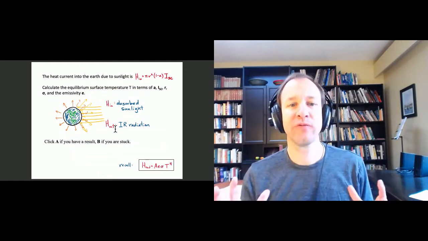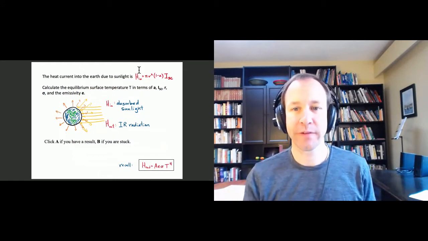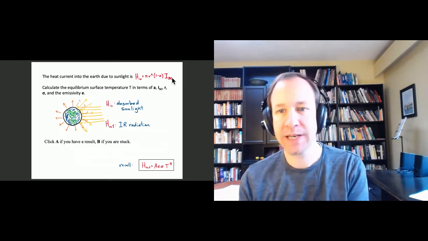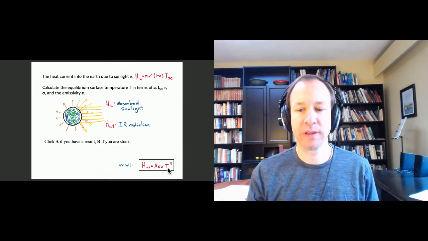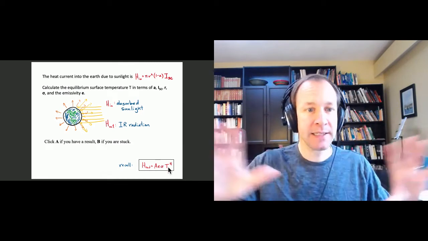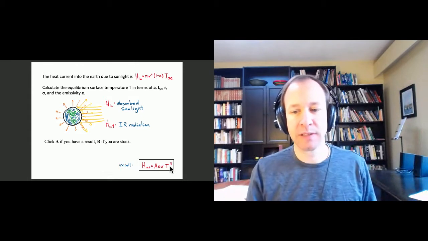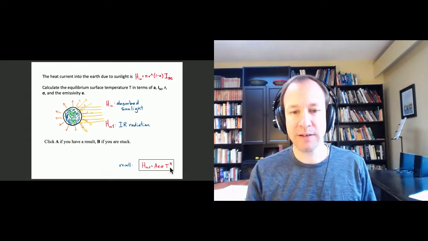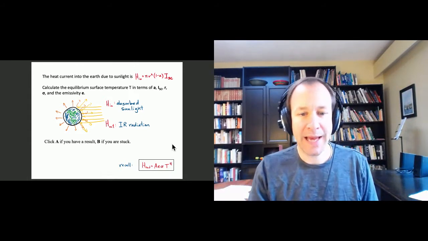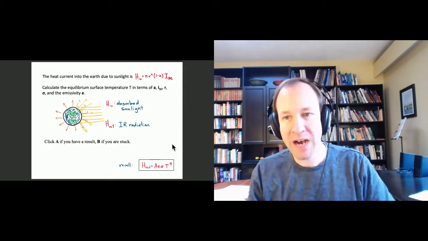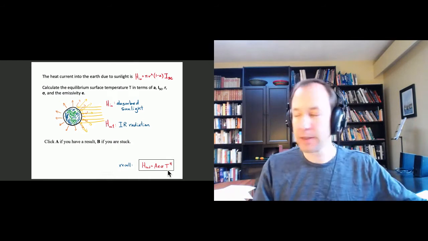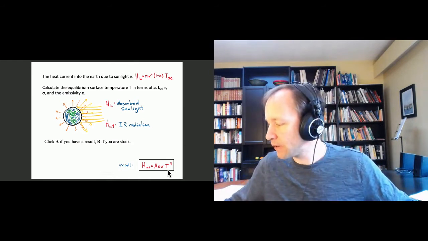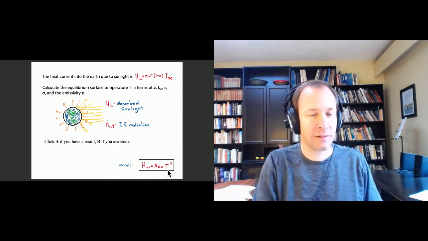So now we are in really good shape, because we have a formula for the absorbed radiation from the sun, and we have a formula for the radiation that's emitted due to thermal radiation based on the surface temperature of the Earth. We're now able to make our calculation of the final surface temperature. So take a minute to try to do that on your own. Pause the video, and then I'll go through it.